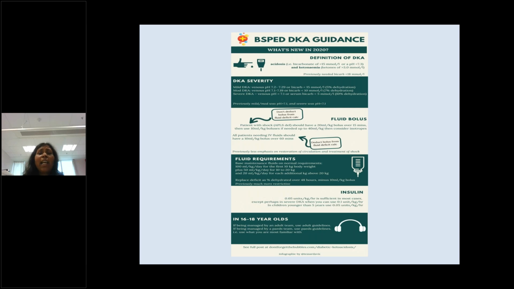So this is a summary slide, and again this is available in DFTB. It gives, in a much easier way, all the new changes in DKA management and protocol. So this is something for you to even keep on your mobile for easy reference.